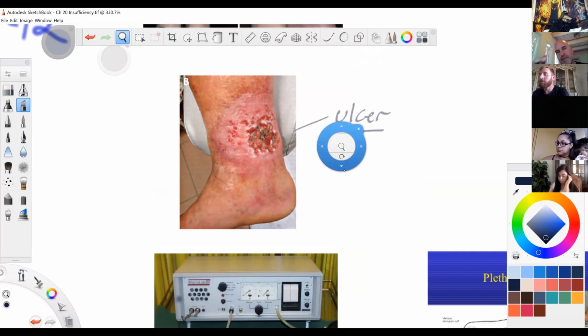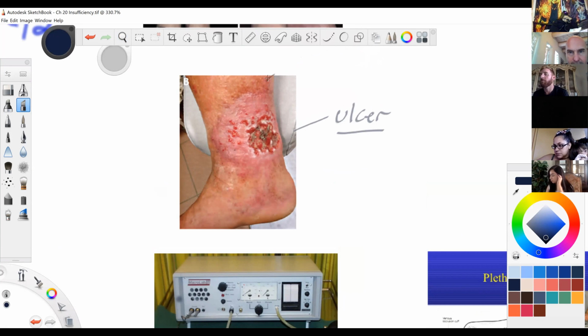Discoloration, oh, hardening of the skin. Let's say like right here. We're going to call that, and it will be hard. You'll feel it with a gloved hand, for God's sakes, I hope. Hardening of the skin, that is lipodermatosclerosis.